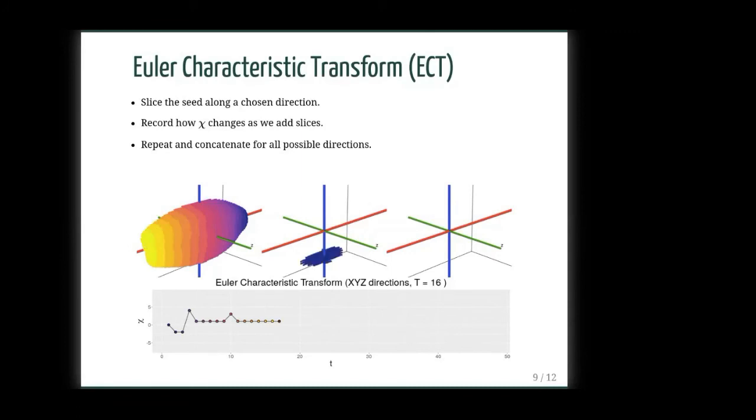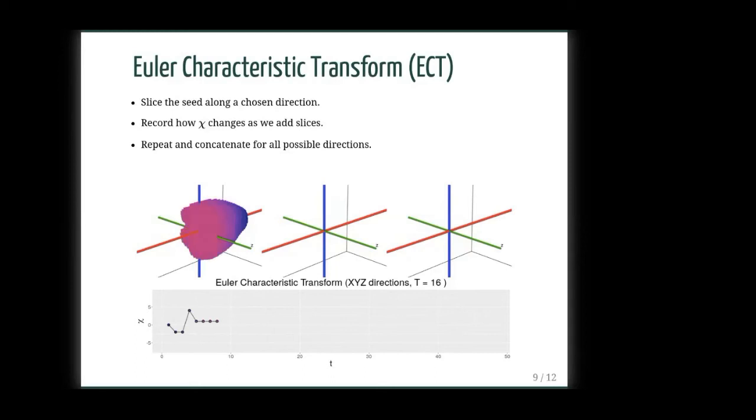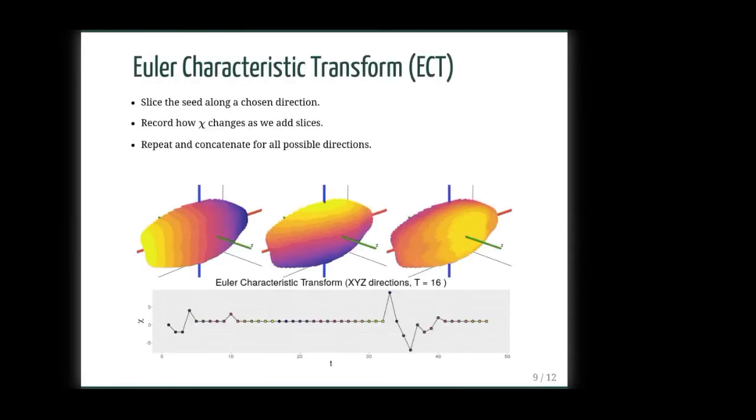And as we keep chopping the seed, the Euler characteristic will change. And our main goal is to measure how the Euler characteristic changes as we chop the seed across different directions. This is known as the ECT, the Euler characteristic transform. There are reasons why we are interested in doing this. The first is that it's very easy to compute. Again, it's vertices minus edges plus faces. So even though these scans are extremely large, we can compute them in no time at all.